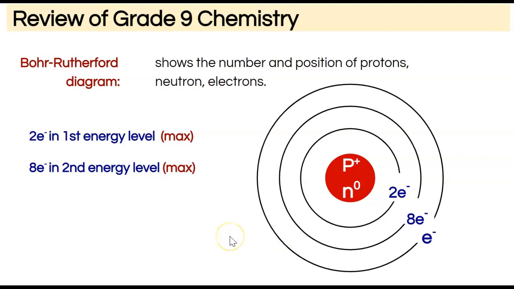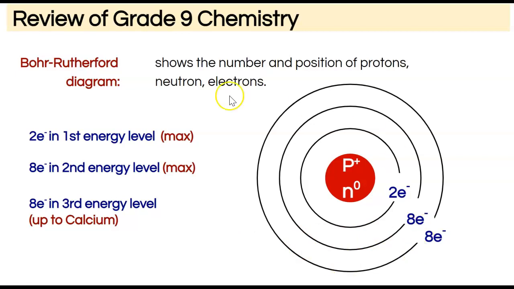But for the purposes of grade 10 science, we're going to just work up to calcium, element number 20, in which case we're going to have 8 electrons in that third energy level. Thereafter, after calcium, we get into the transition metals, and that's where things get kind of wonky, and so we can't make predictions in the same way. So for our purposes, this is kind of how it's going to go.